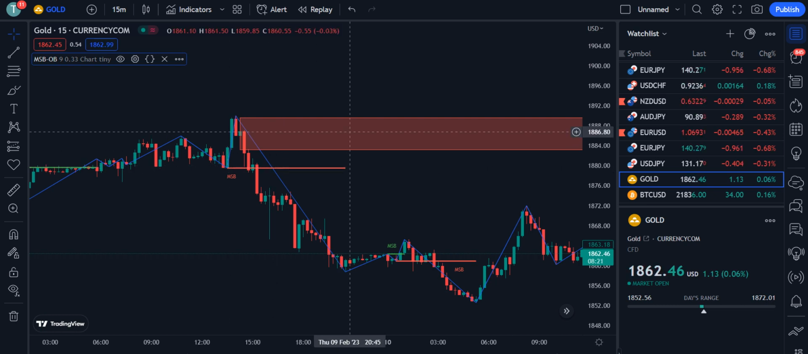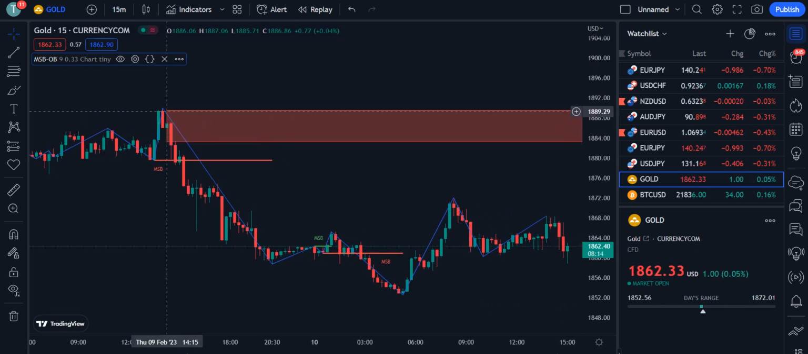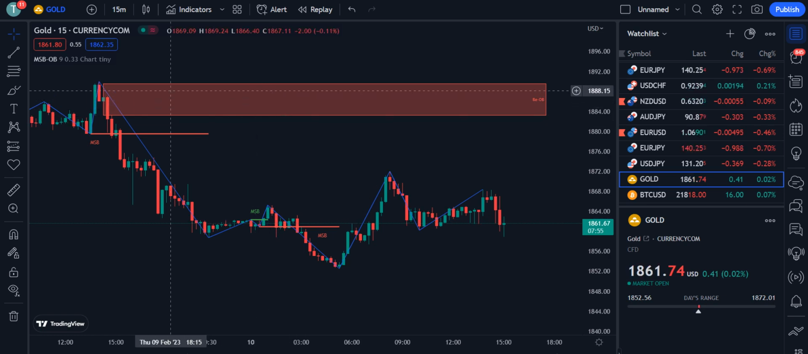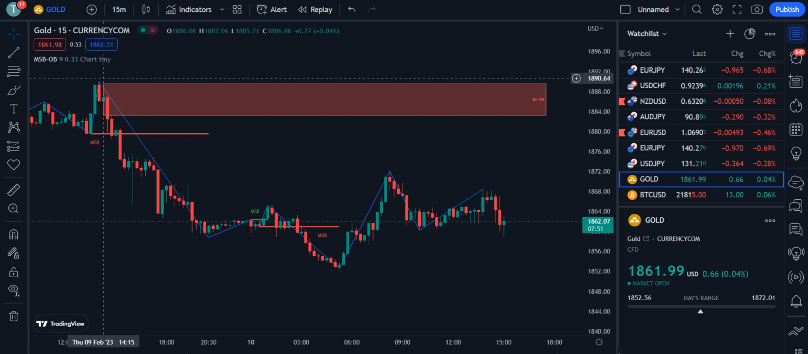One more thing, the order block will always be formed like this. This is the order block in red color, so this is a bearish order block. A bearish order block will be formed where our last bullish candle finishes, and a bullish order block will occur when our last bearish candle is formed. Here, as you can see, our market had the last bullish candle, and from here our order block has started.